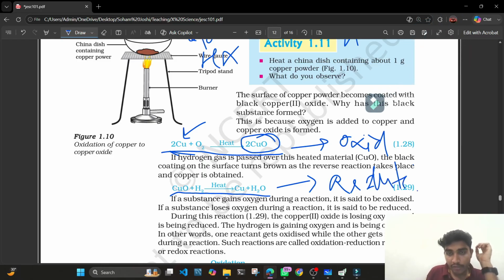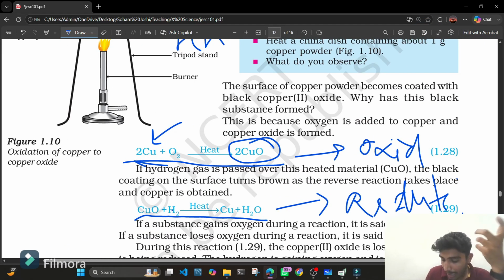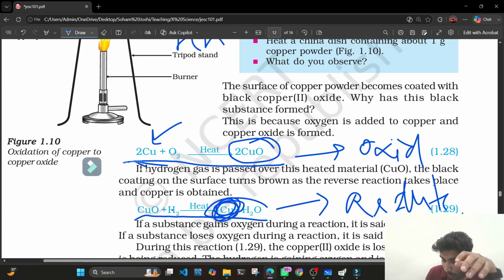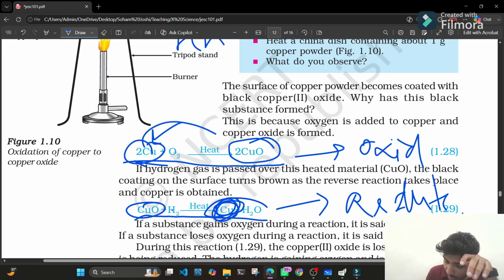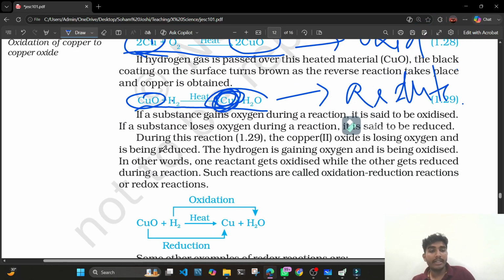What was reduction? इधर हाइड्रोजन will be added और ऑक्सीजन will be removed। तो यहाँ पे हाइड्रोजन तो ऐड हो ही रहा है, बट ऑक्सीजन यहाँ पे प्रोडक्ट में से रिमूव हो रहा है, तो CuO was reduced, and यहाँ पे Cu was oxidized because it gains oxygen। So you can read that if a substance gains oxygen during a reaction, it is said to be oxidized. If a substance loses oxygen during a reaction, it is said to be reduced.